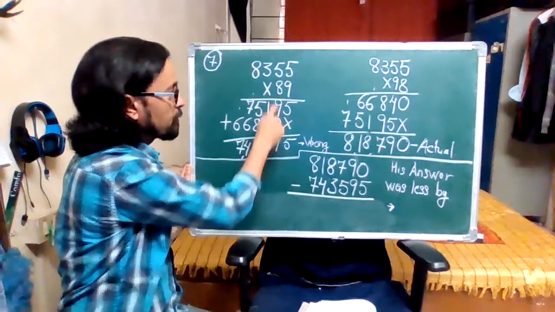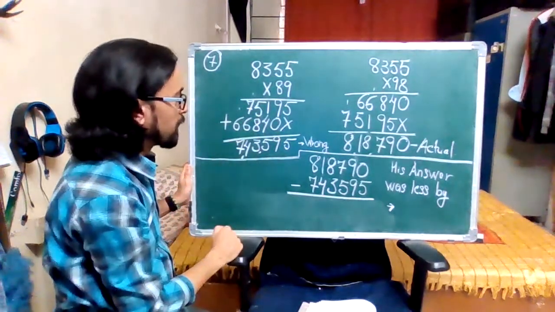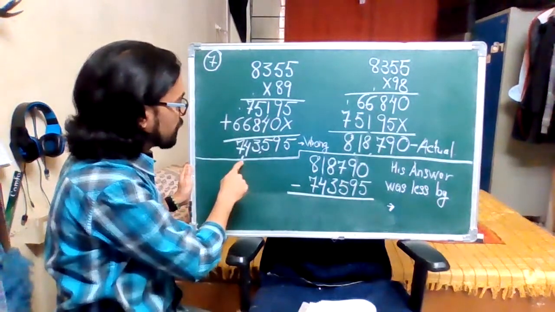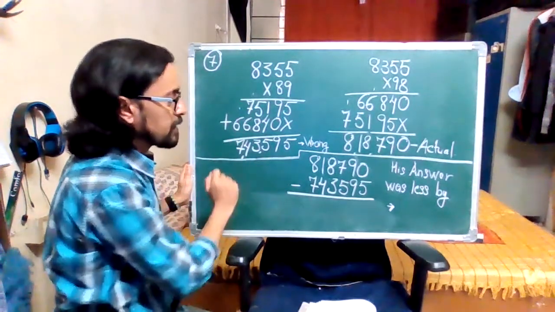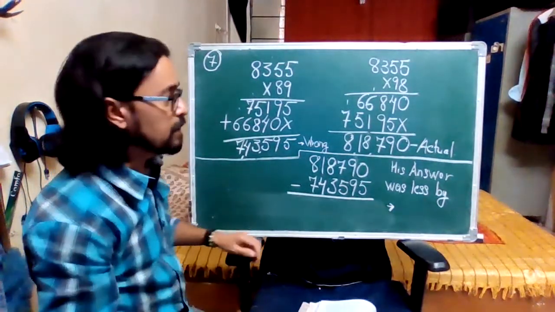Here I put a cross because I have to start under the number. You'll all know how to multiply. When I add, I get 7,43,595, which is actually the wrong answer.